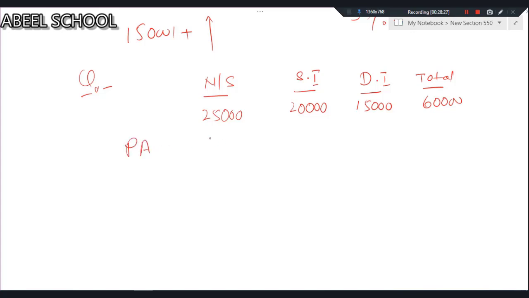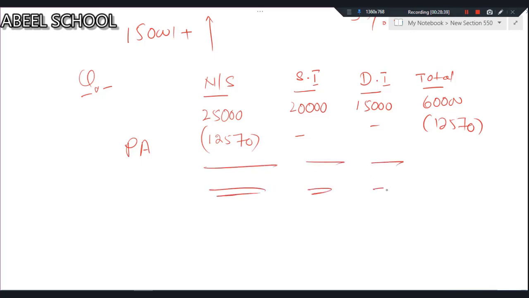Personal allowance of 12,570 is first deducted from the non-saving income. After deducting the personal allowance, you will get taxable income. So 25,000 minus 12,570, the taxable income is 12,430. 20,000 over here, 15,000 is here, plus 35,000. So I'm getting a taxable income of 47,430.